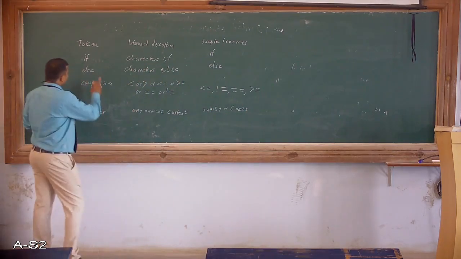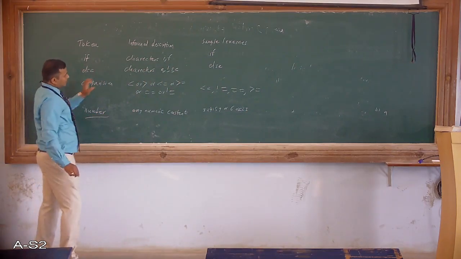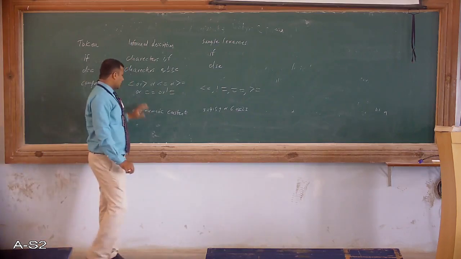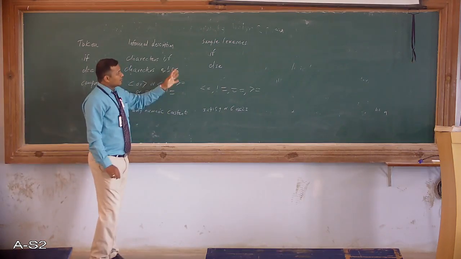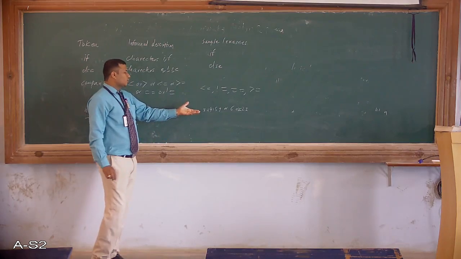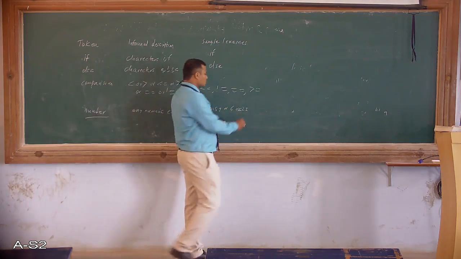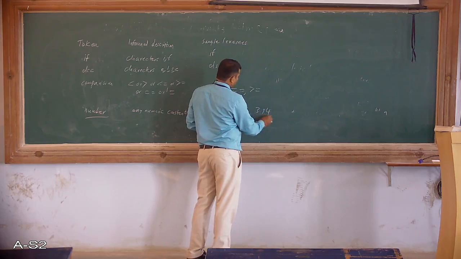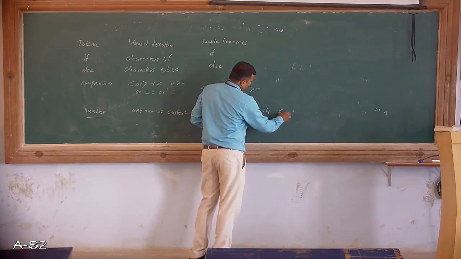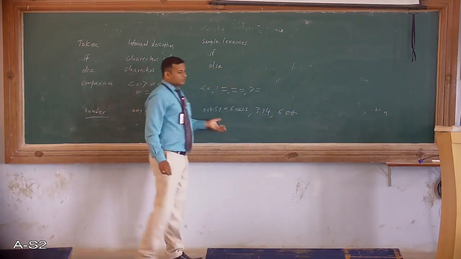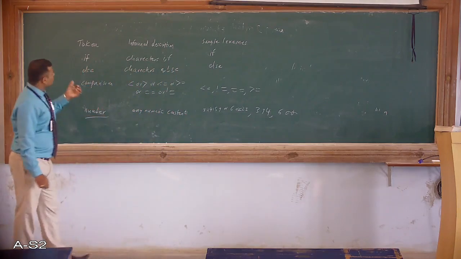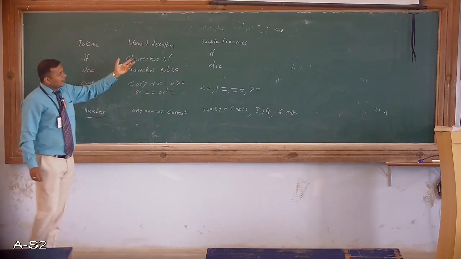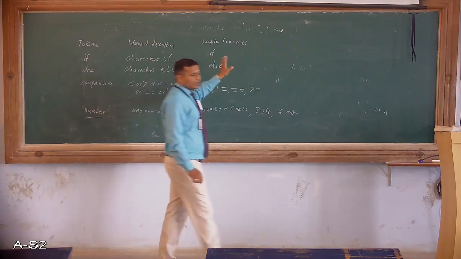Then similarly, if the token is a number, the informal description for this is what? Any numeric constant. Okay, and the sample lexemes for that might be 3.14, 1.9, 6.0, 2.3, 2.14, or 6.002, anything like that. Okay, so this is nothing but the examples for what? The tokens, patterns, and the associated lexemes for that.